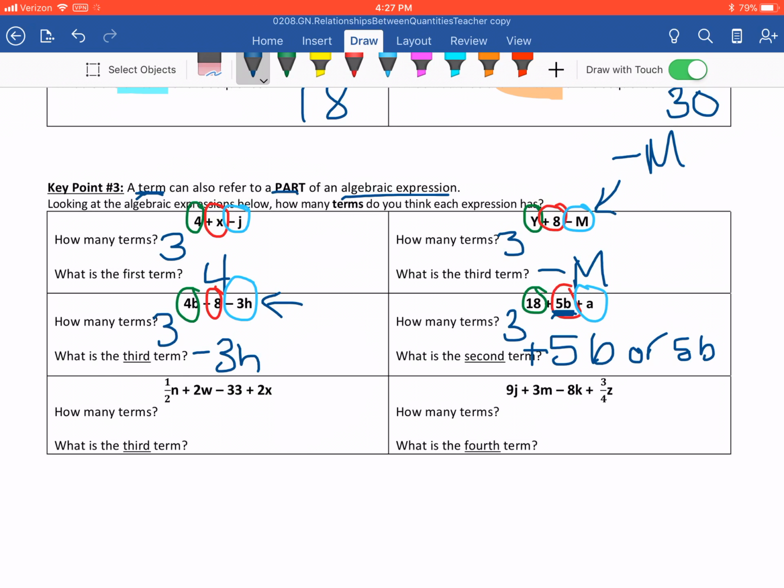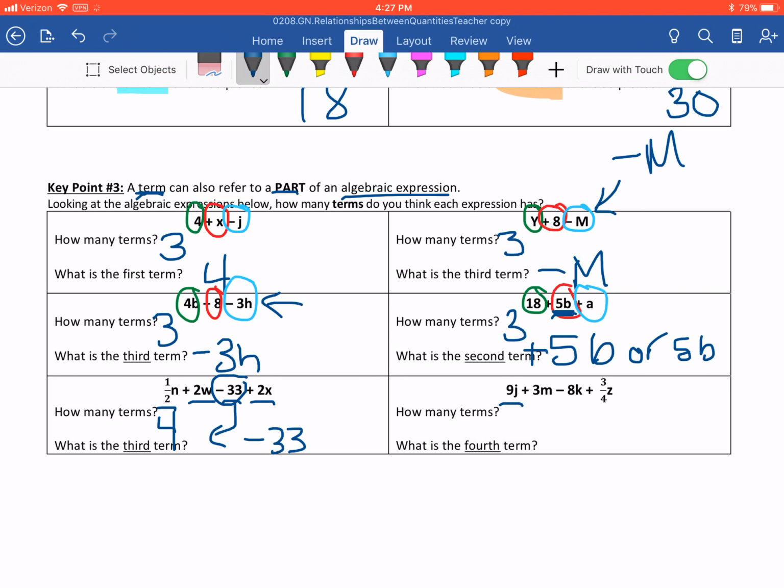All right, next to last one. 1/2 n, 2w, minus 33, plus 2x. In total, that makes 4 terms. What is the third one? The third one is negative 33. Good, it's the one that's in third position.